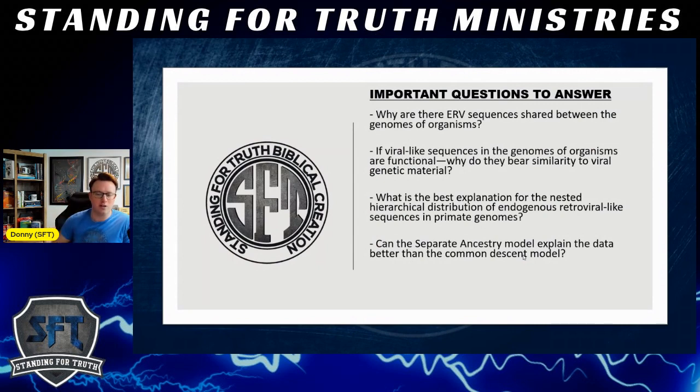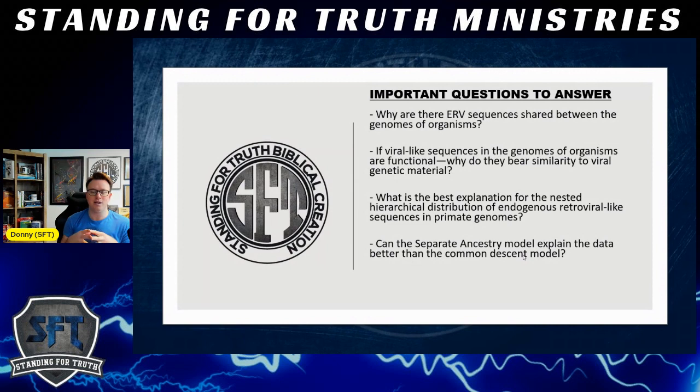In a nutshell, why are there ERV sequences shared between the genomes of organisms? Well, of course, given their functional roles, if they're created that way, and that is a testable prediction. The gold standard of science is making testable and falsifiable predictions. And in my ERV book, I predict that your fixed ERV sequences that are found in every single human being, with many of those shared with the chimpanzee, and in the chimpanzee they're fixed as well, are created and therefore they are functional, beneficial to the organism.